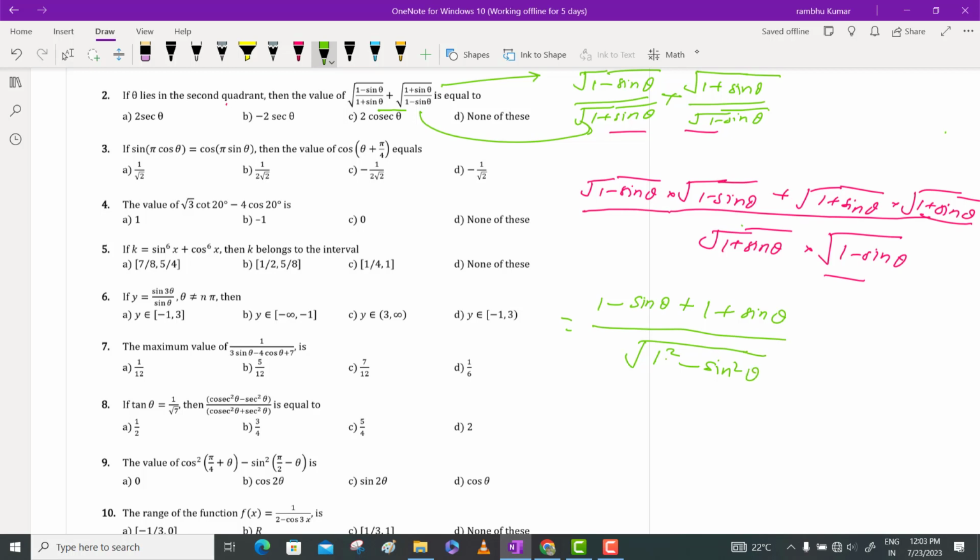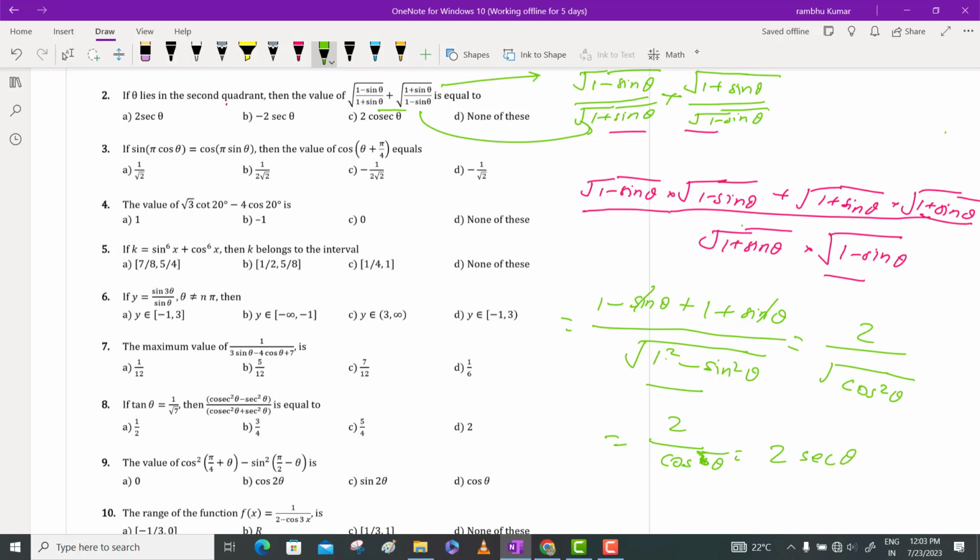Now here this sin and sin will get cancelled, so we have 2 by root under, now this is nothing but 1 minus sin square theta, which is nothing but cos square theta, so we will have 2 by cos theta, because from root this will come as a cos, so cos theta. Now 2 by cos theta is equal to nothing but 2 sec theta.